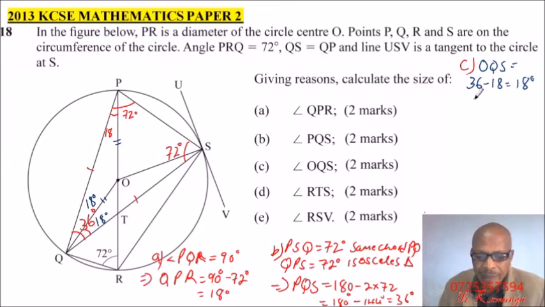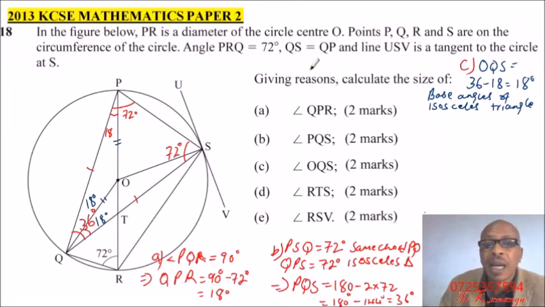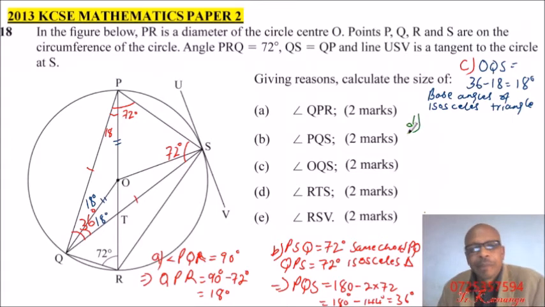You can say base angles of isosceles triangle. Base angles of isosceles triangle. So that is how you answer that. So there you also get 2 marks. We have given reason. Then what do we have here? We have our D here.